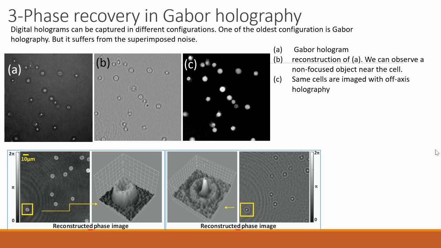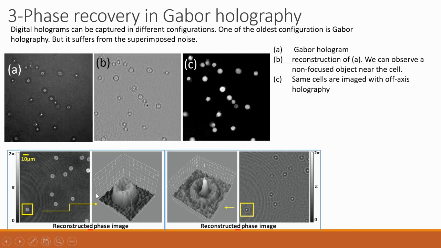But the problem with Gabor holography is that it suffers from superimposed noise. When we say superimposed noise, it means the virtual image and the real image are superimposed. So when we focus on the real image, we see this unfocused virtual image. When we focus on the virtual image, we see this unfocused real image.